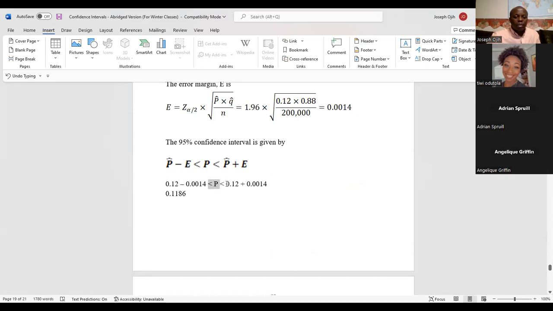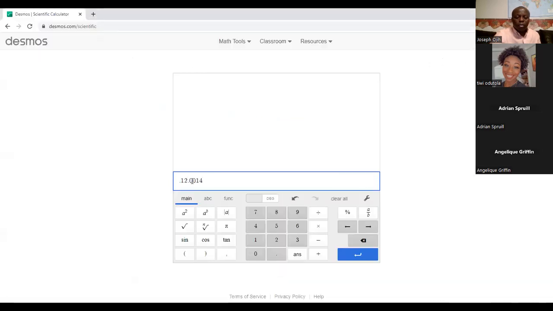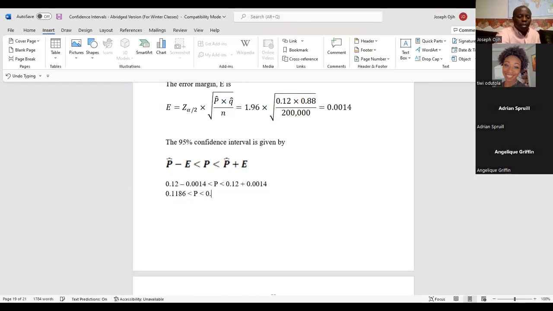Is less than p, less than, then you do the opposite. You go down and make it plus, and see what it gives us. Change this to plus. 0.1214. Okay. Conclusion.